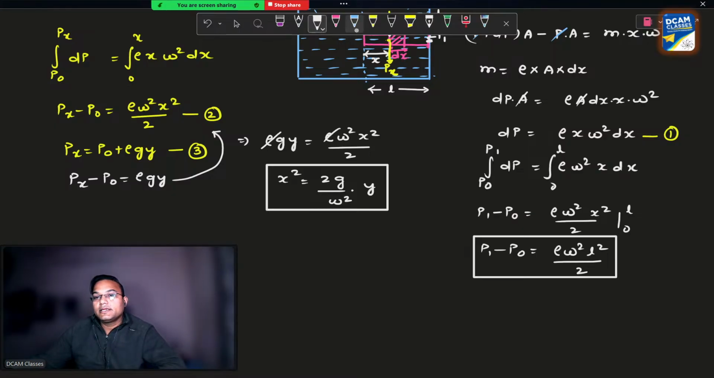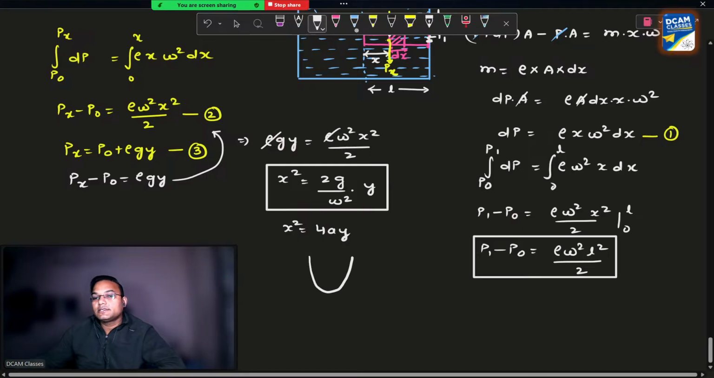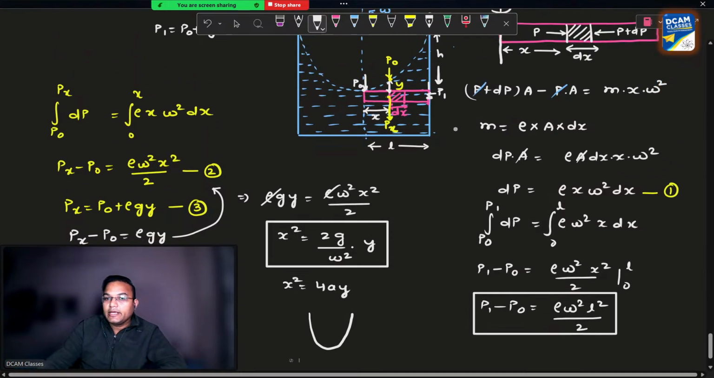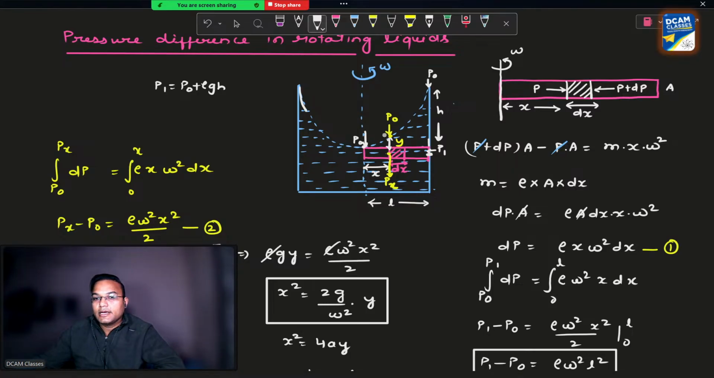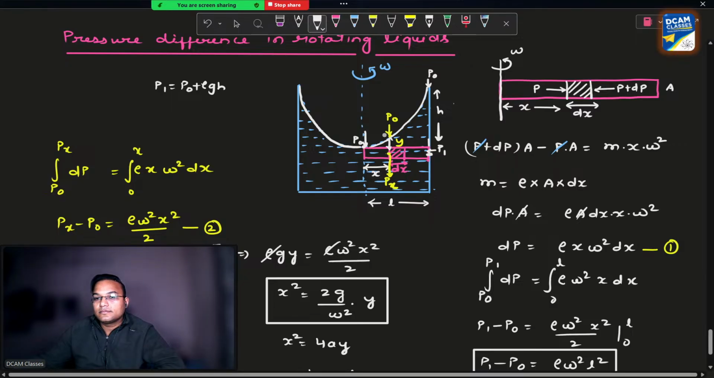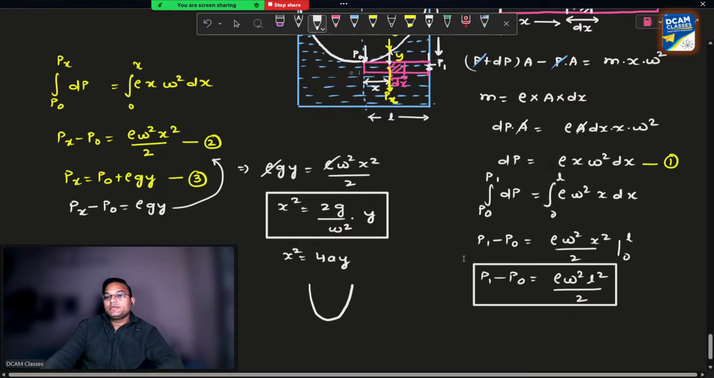And if you remember, this is very similar to x square is equal to 4ay type. So g is constant, omega square is constant. It's similar to 4a. And x square is equal to 4ay is the parabola opening upwards. That's why the curve that we get is a parabola opening upwards. Understood? Just try to observe it.